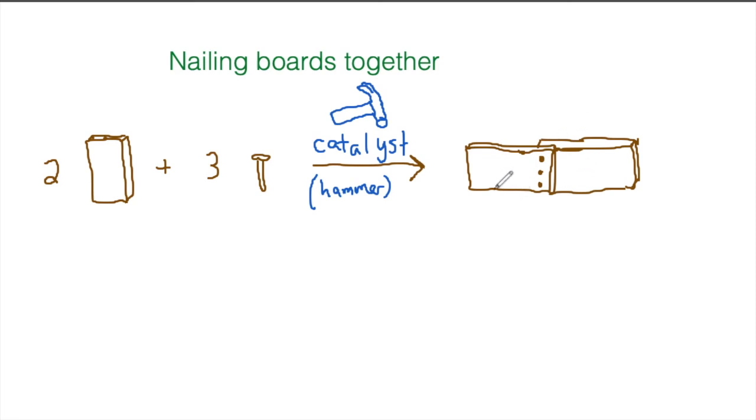So once you've made one of these, you can't use these boards or these nails to make another one. You'd need more boards and more nails, but you wouldn't need another hammer. You could use the same hammer to do the reaction several times. So that's the same thing with a catalyst. You can use the same catalyst to process a whole bunch of reactants into products and to do it more easily and more quickly than would happen without the catalyst.